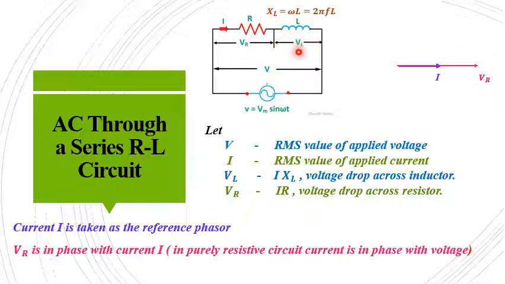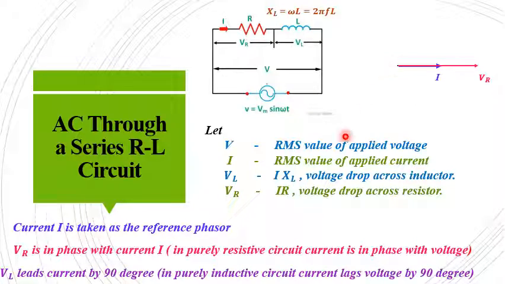Next is the voltage across the inductor. We have already derived that for a purely inductive circuit, the voltage leads the current by 90 degrees. So VL will lead the current by 90 degrees. The leading parameter should always be drawn upwards, by 90 degrees. So this is your VL.